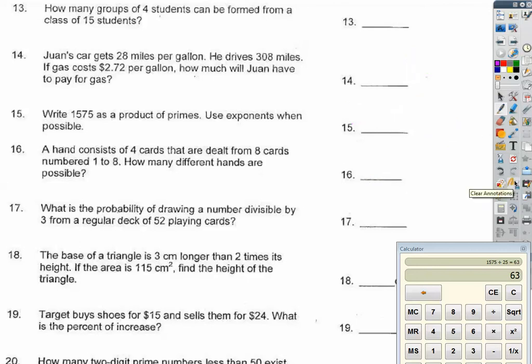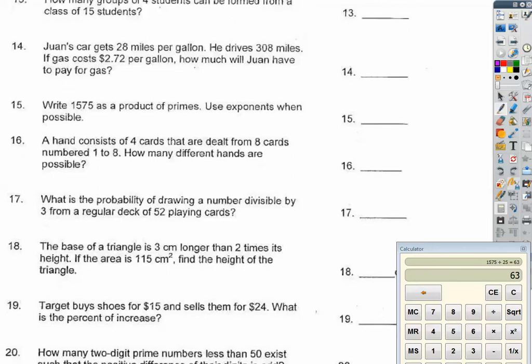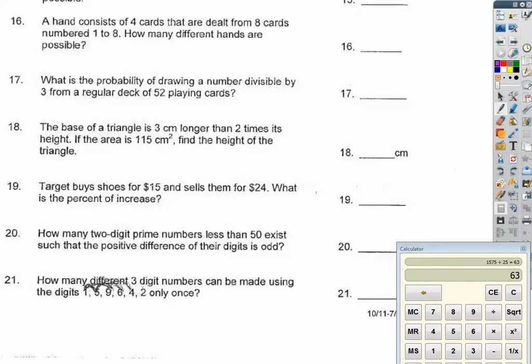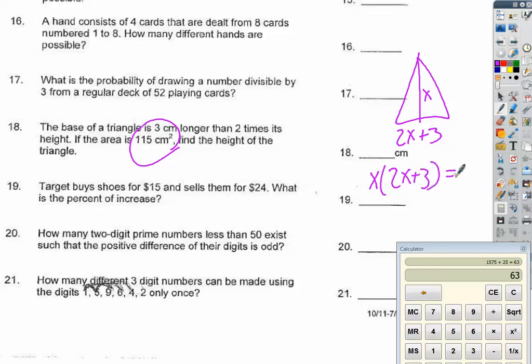All right, 18. The base of a triangle is 3 centimeters longer. All right, so here we go. The base is 3 longer, 2x plus 3. Here's your x. And so the height, the area is that. So area of a triangle is base times height divided by 2, equal to 115.